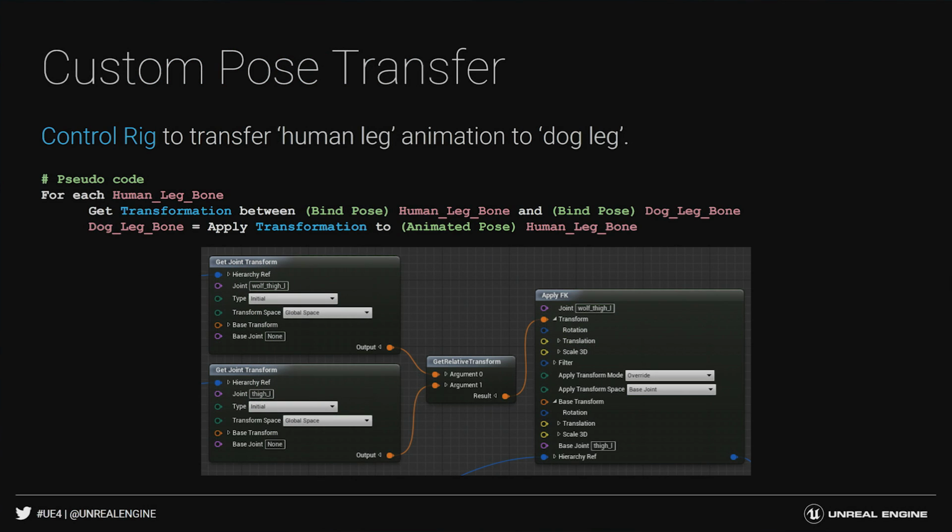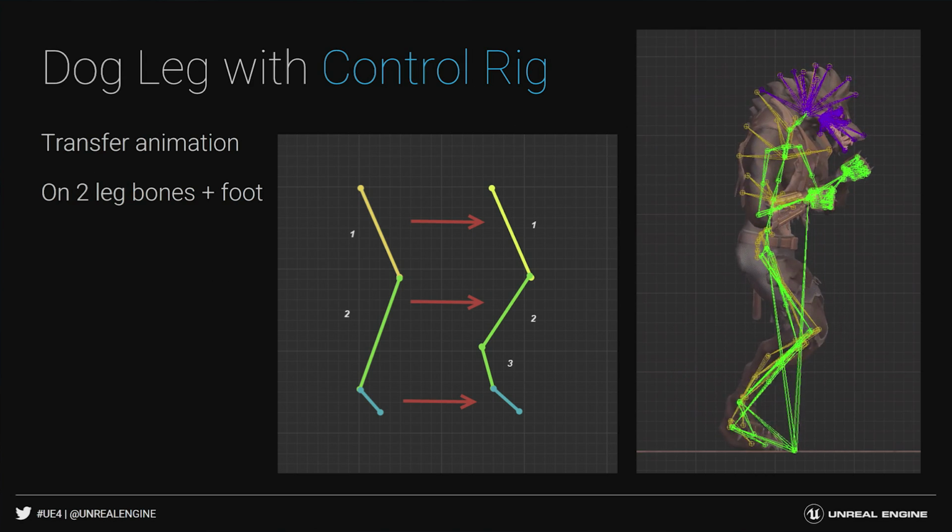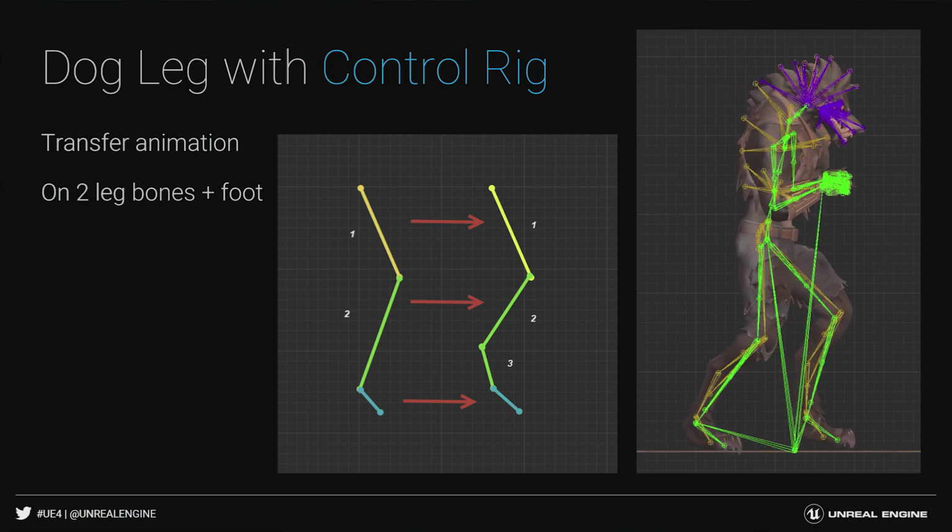So how do we transfer that pose from the human leg to the dog leg? Essentially, we're looking at the bind pose between the human leg and the dog leg. And we go through every bone of the human leg, and we find the transform that would take us from this bone to a corresponding bone on the dog leg. And we do this for every bone of the leg. So we can see the graph in Control Rig. This is for a single bone, and we repeat that for every bone plus the foot.